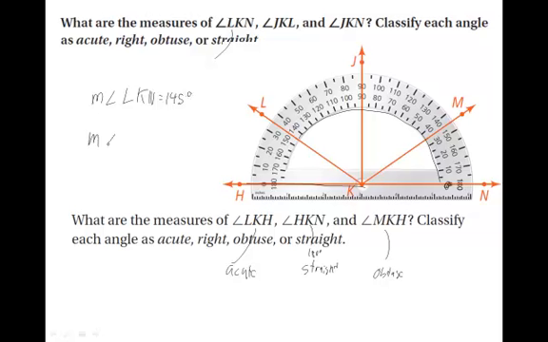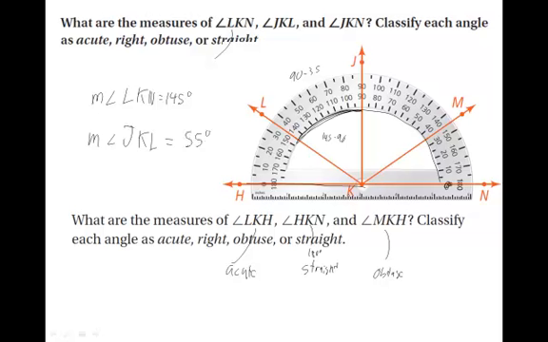Now the measurement of angle JKL. So JKL is, see, here, then here, then here. So we actually want to do 90 minus 35 if you use the top part, or you can do 145 minus 90 if you use the bottom part. Either way, you can see here that the difference should be 55 regardless of which one you use. So that's going to be 55 degrees.